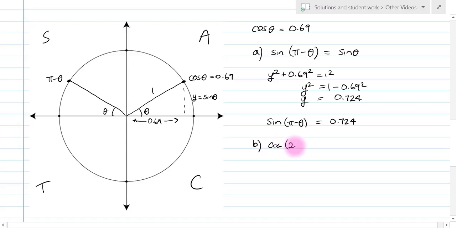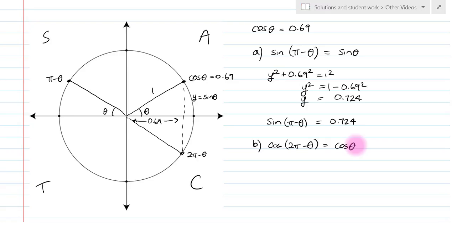Now let's have a look at question B, which is actually a little bit simpler. Cos of 2 pi minus theta, simply because we're working with that cos. So if I just drop my line down to here, that's my 2 pi minus theta. It's in the fourth quadrant, and drop a little dotted line there. You'll notice that cos of 2 pi minus theta is equal to cos of theta. That's the relationship there. But we have to check whether it's negative or positive. Cos is positive in the fourth quadrant, so it's just straight up equal to cos of theta, which is 0.69.